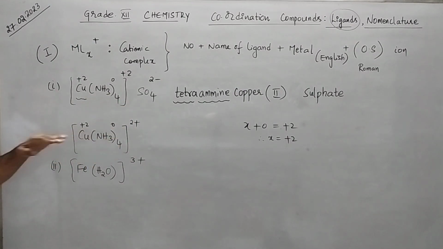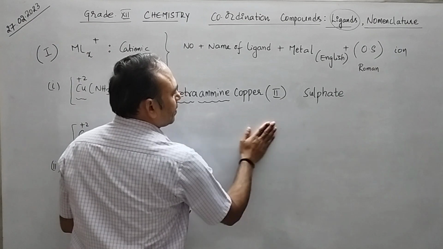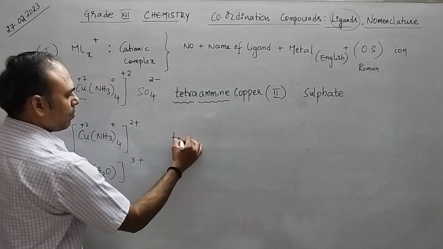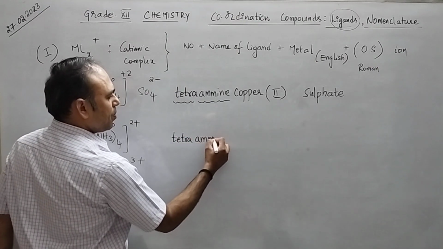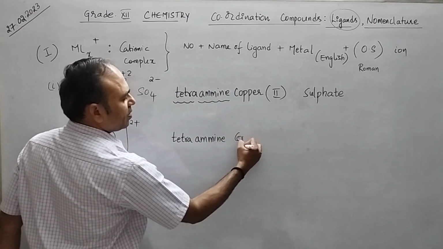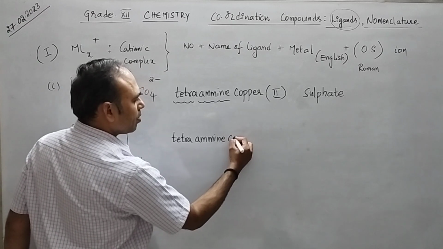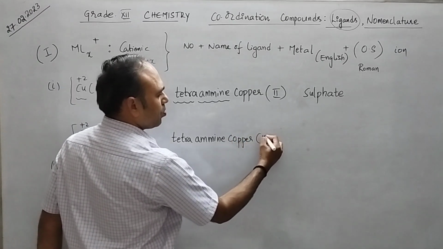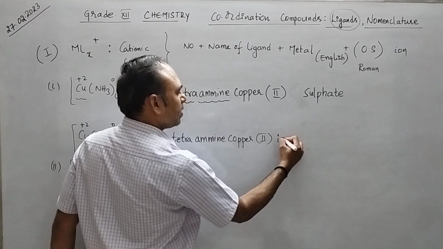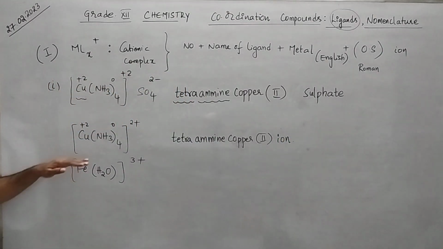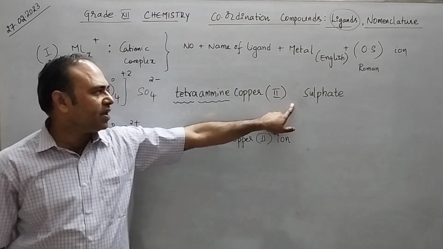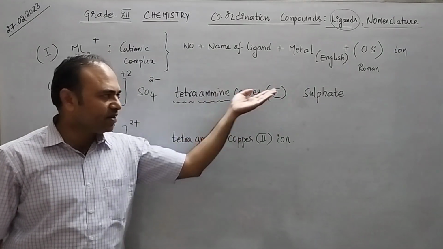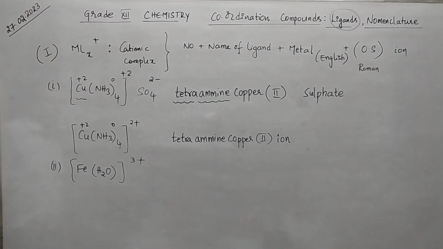But if they give only the complex, what do we write? We write number, tetra, name, same thing, ammine. After that, don't leave space: copper, Roman number 2, and write ion. Hope you have understood the difference. See, if they give like this, we write sulfate by leaving the space. Always the cation should be written first and the anion next. Now from now onwards we will see only the complex.